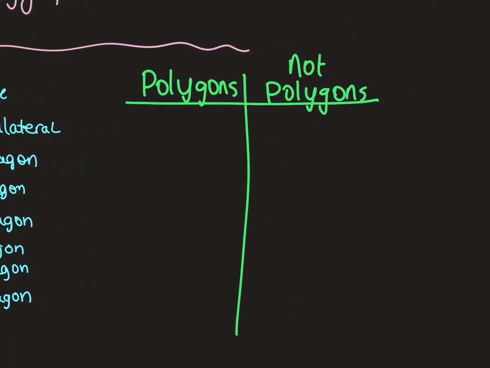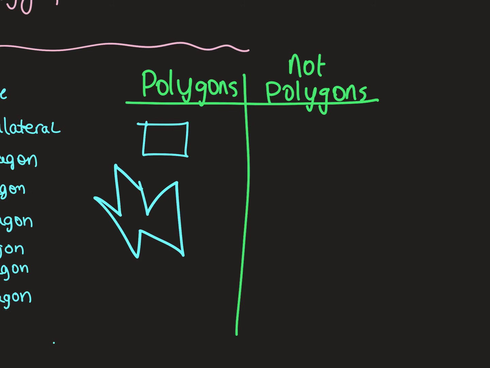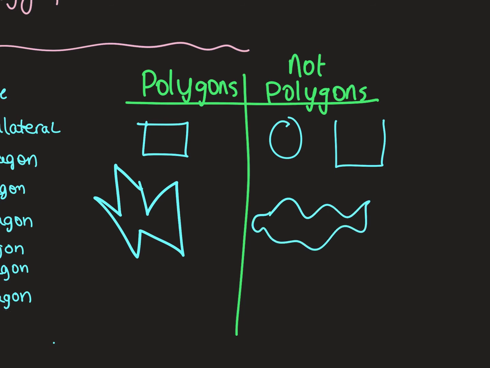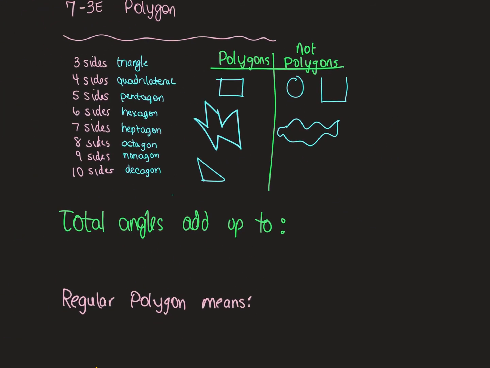So what makes a polygon? What is not a polygon? A polygon has to have straight sides. A polygon can have as many sides as we want. They can be curly, like zigzaggy. They cannot be circles. They cannot be straight sides that don't close. They can't be curly looking things like that. But otherwise, straight sides that close up, that makes a polygon.